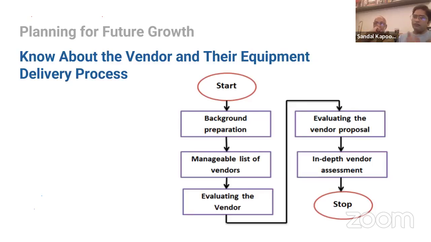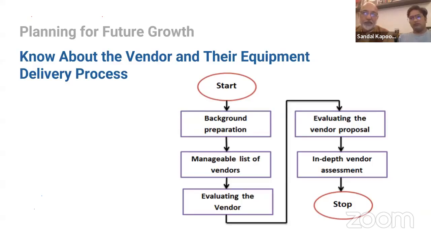Then evaluating the vendor proposal. Different vendors will give you different proposals, maybe a different payment plan, maybe a different annual maintenance contract. So we have to evaluate each vendor's proposal, and then overall an in-depth vendor assessment needs to be carried out. So we have life cycle costing: the initial investment, the consumables, the AMCs and spares, turnaround time and breakdown, upkeep and all those things.